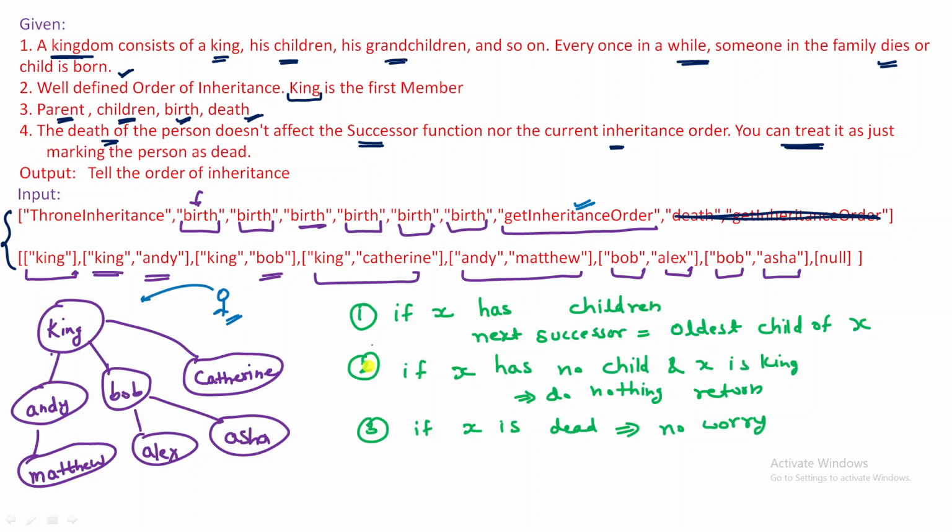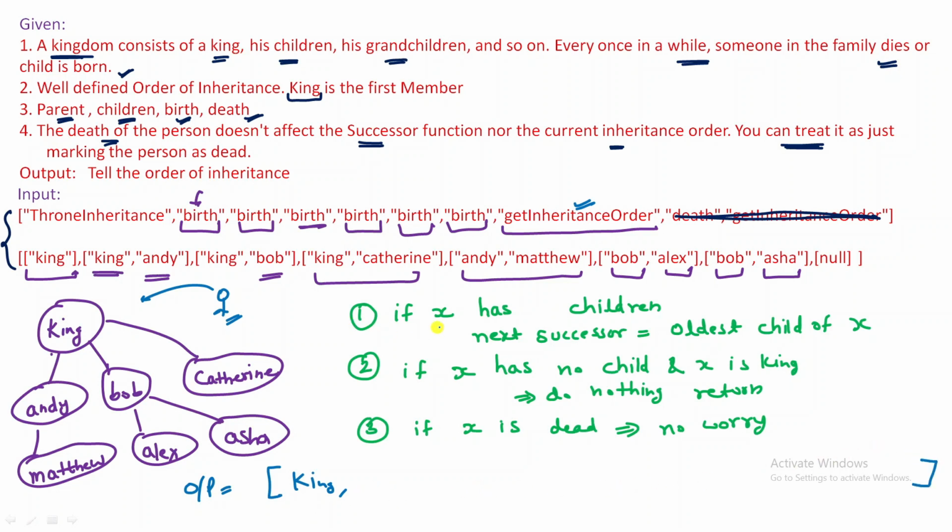So the question says currently king is the current king, so king will be the first in order. Basically this will be the output that you have to return. According to the question, king will be the first king, who is the current king. Then you have to tell who will be the next king, next king, next king.